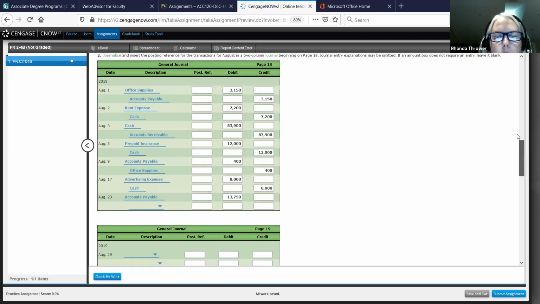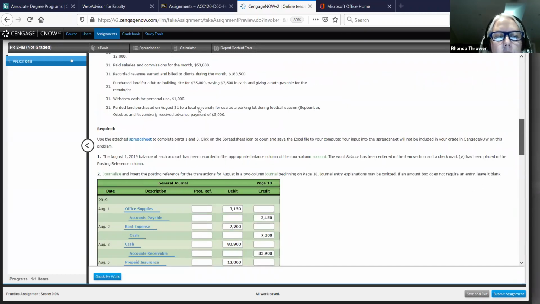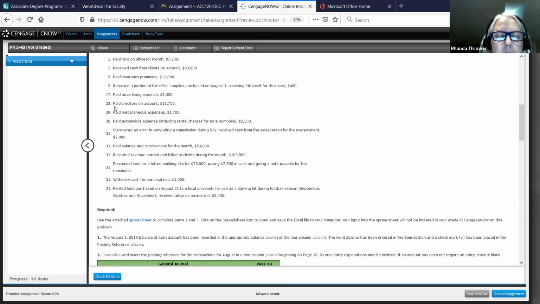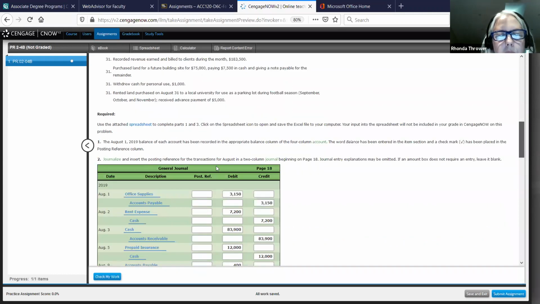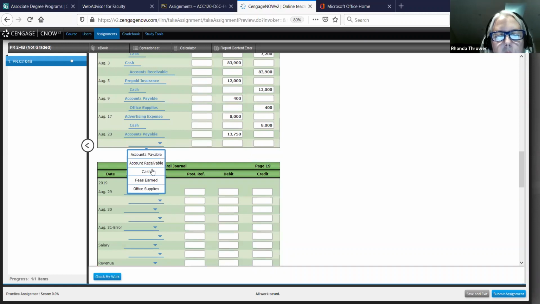My accounts payable could only go down if I had paid some money toward that account, and that's exactly what happened here. So my cash account, which is an asset, is going to be credited for $13,750.